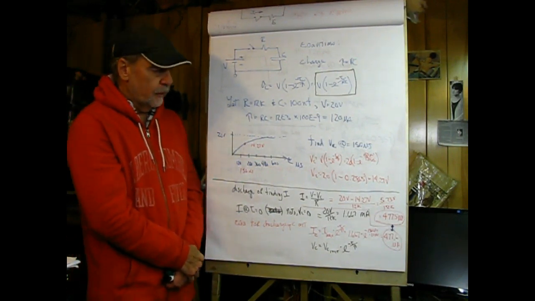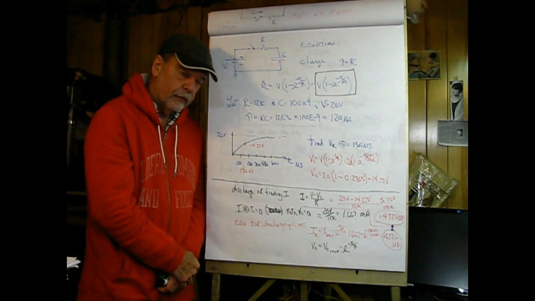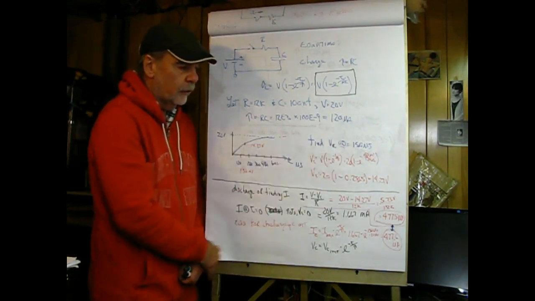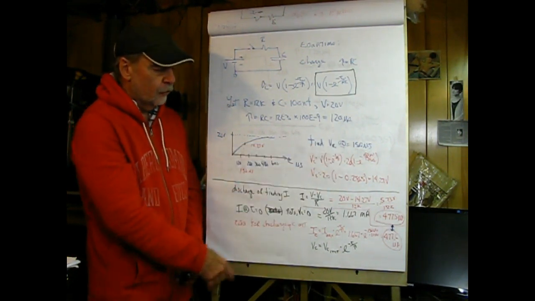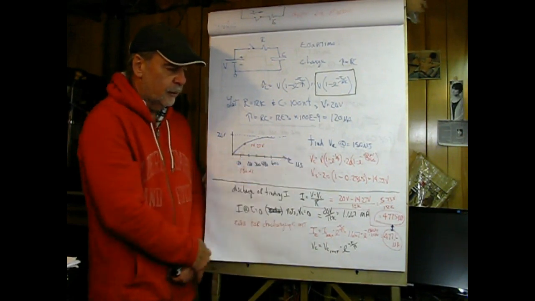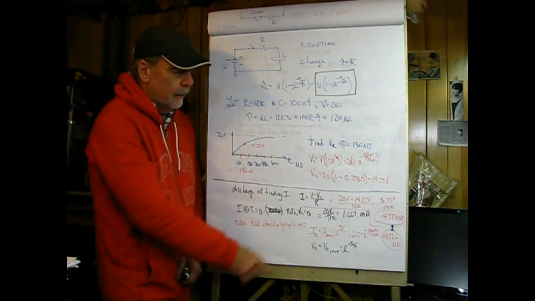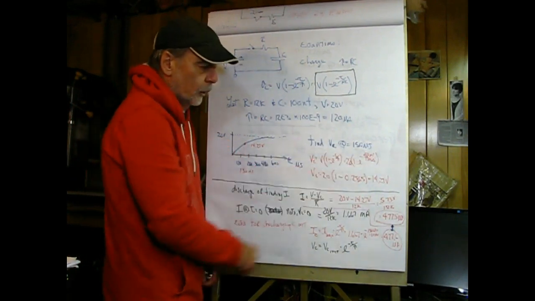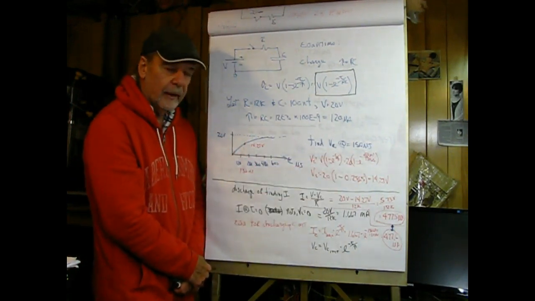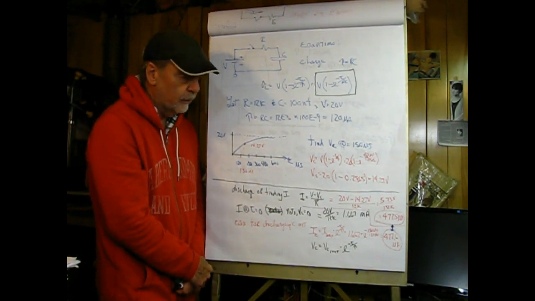So what we want to do in this example is find the capacitor voltage at 150 microseconds. So we set up our equation. VC is going to be equal to our charging voltage, which is 20 volts. And then populate the exponent here, 150 microseconds divided by the time constant, which is 120 microseconds.